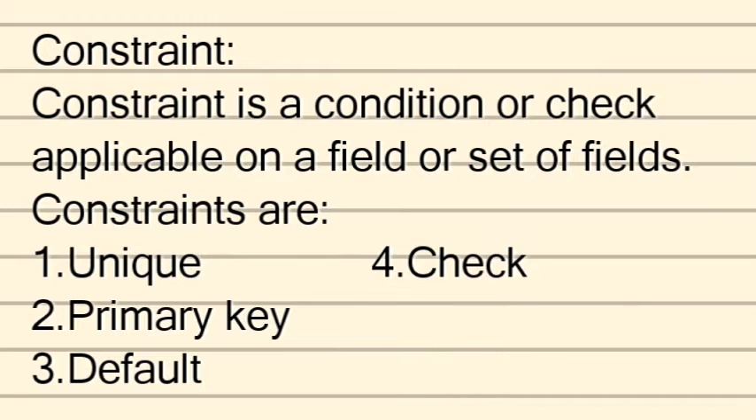The next thing involved while creating a table is that we need to apply some constraints. So what do we mean by a constraint? As you can see on the screen, a constraint is a condition or a check applicable on a field or a set of fields. Basically, we set a particular check on a field or a set of fields so that the thing will work only based upon this condition.